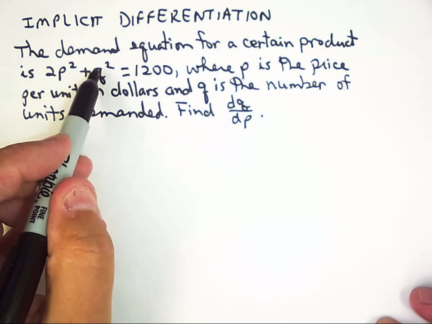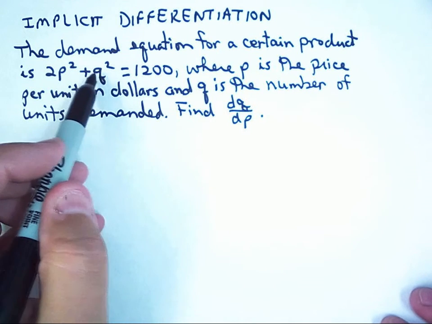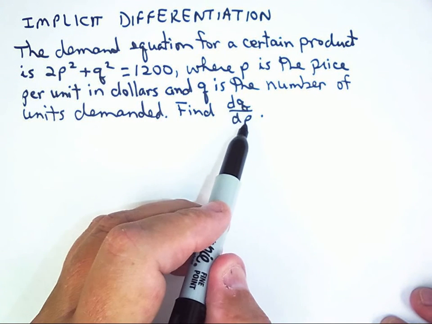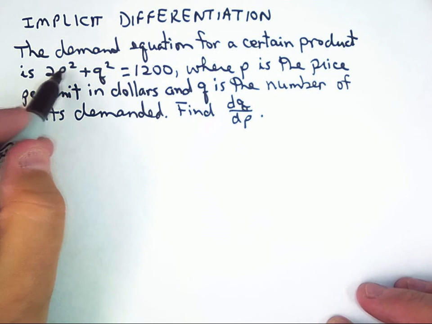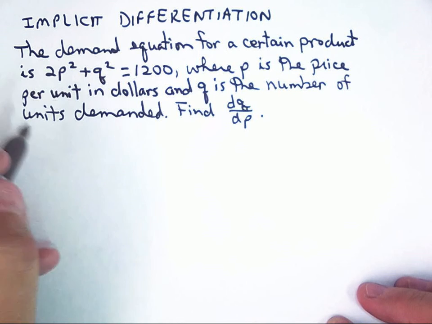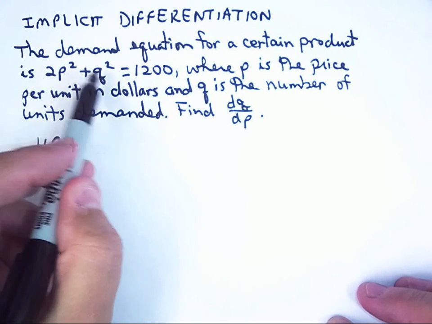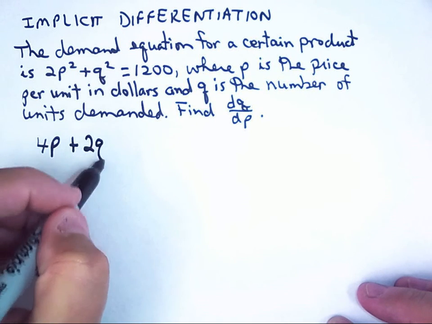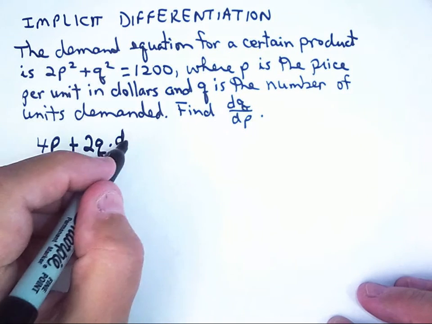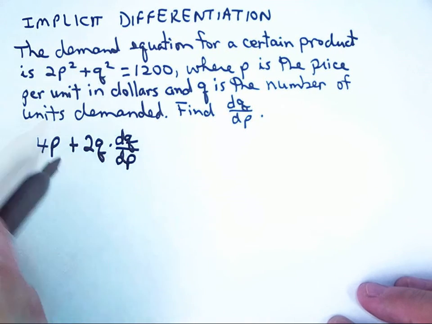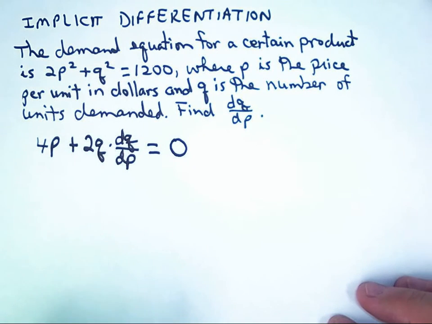So whenever I take the derivative of q, I've got to use the chain rule and think of that as dq over dp. So you've got to look at this. The q is like the y and the p is like the x. So looking back at the equation, p is like the x, so the derivative of 2p squared is going to just be 4p, plus the q is like the y, so it's a function of p, so the derivative using the chain rule is 2q, the 2 goes to 1, but then I've got to take the derivative of the inside, which is dq over dp, the derivative of the quantity with respect to the price. And then of course the derivative of 1200 is a constant. The derivative of a constant is always 0.